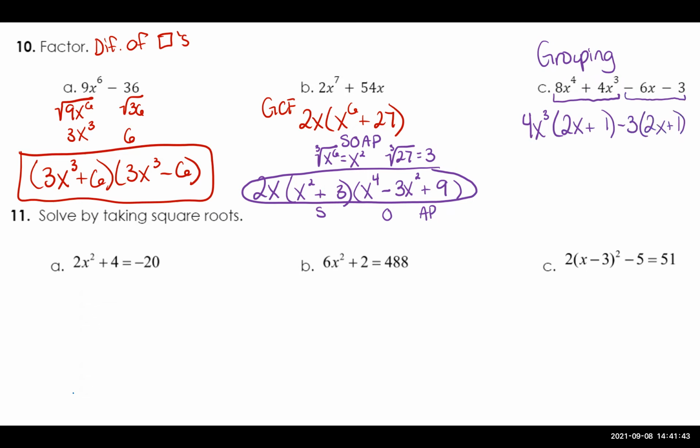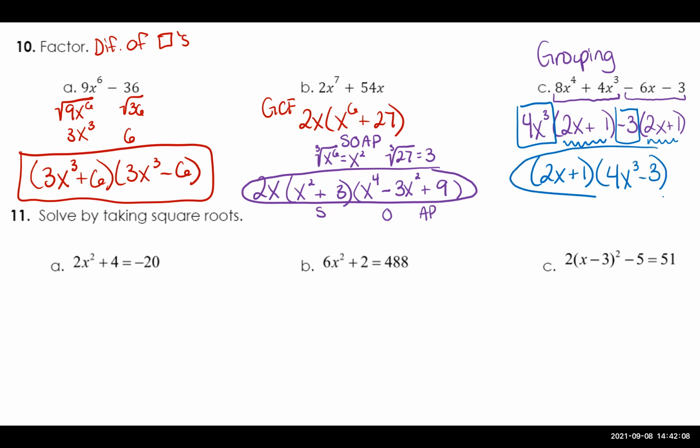So when these parentheses are exactly the same, that is going to be your first factor. So we'll have 2x plus 1. Whatever is out in front, so in this case, we have a 4x to the 3rd minus 3, will be over here.